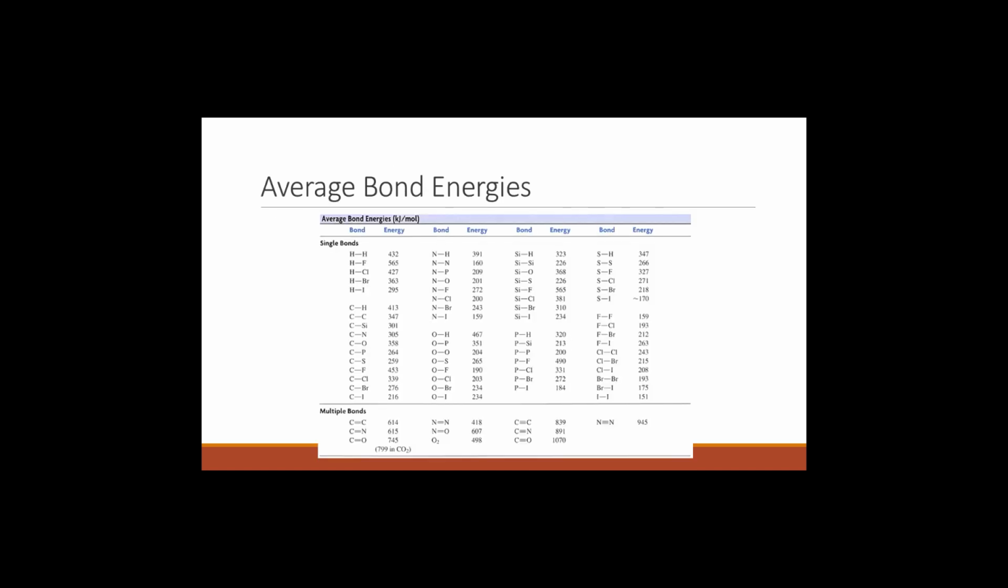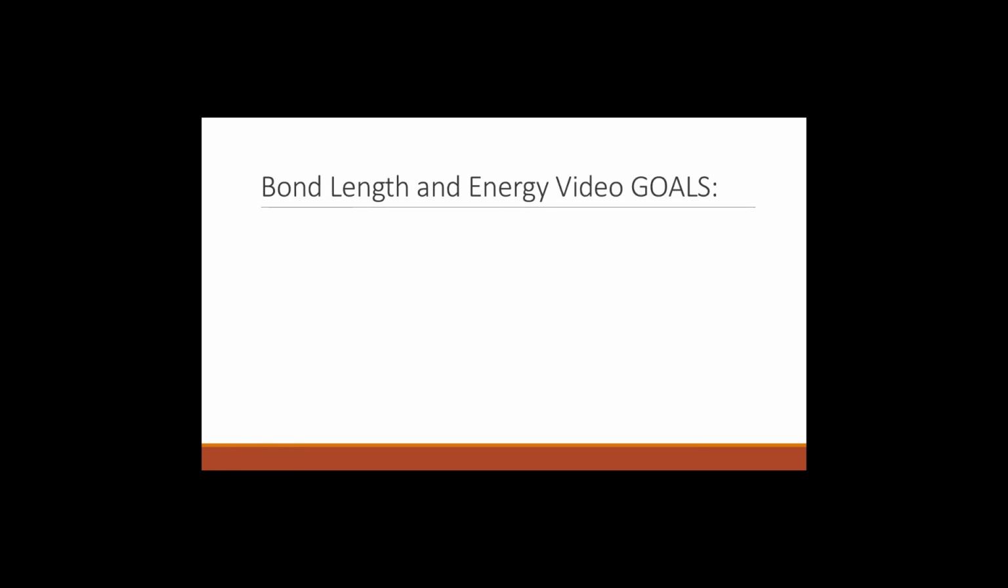Here's a table of average bond energies. Notice, as we said, a C-C single bond has a lower bond energy than a C-C double bond, which has a lower bond energy than a C-C triple bond. That brings us to the end of this video. Let's review our goals. First, we looked at how bond length depends on potential energy. Then we looked at the term bond energy. Then we looked at the relationship between bond energy and bond strength.